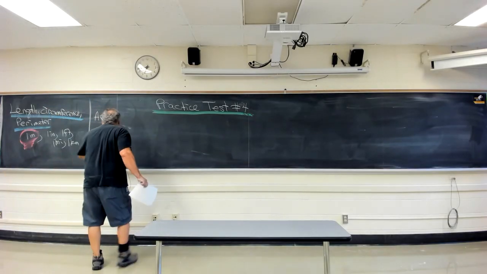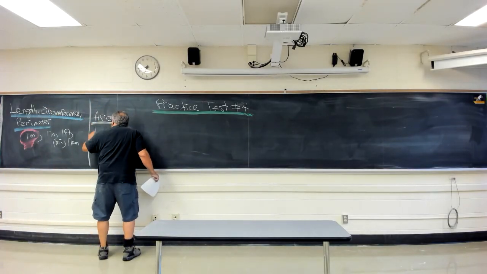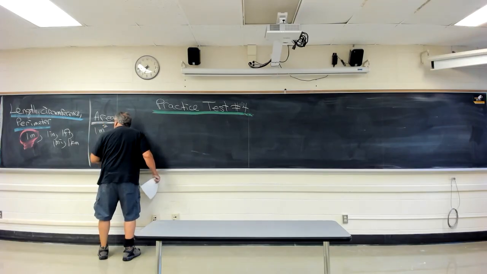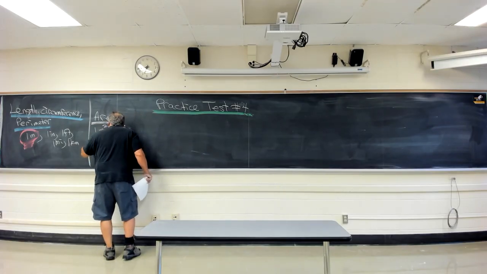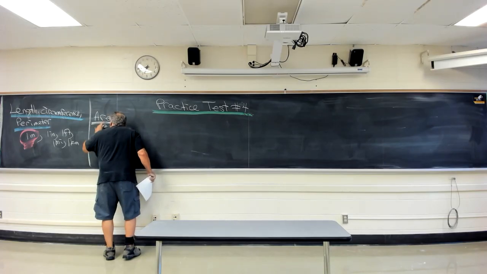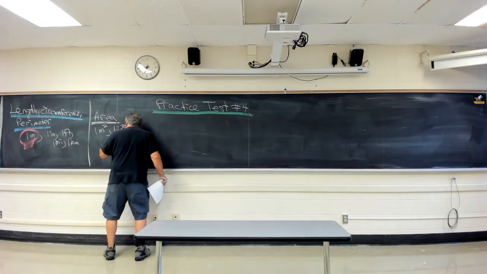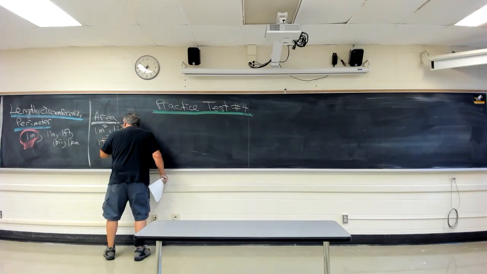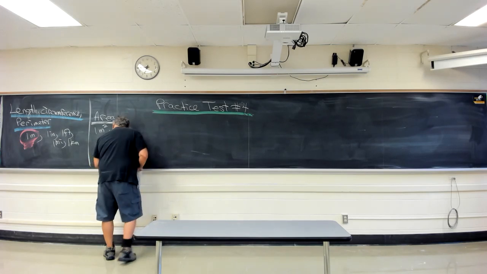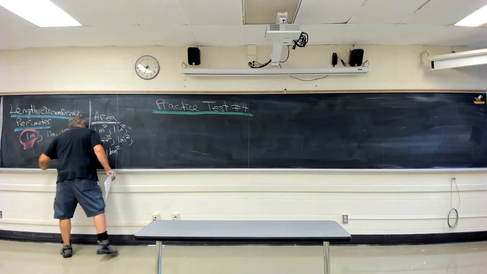When we talk about area, we talk about meters cubed, inches cubed. Forgive me. When we talk about area, we get meters squared, inches squared, feet squared, miles squared, kilometers squared. Once again, square units.